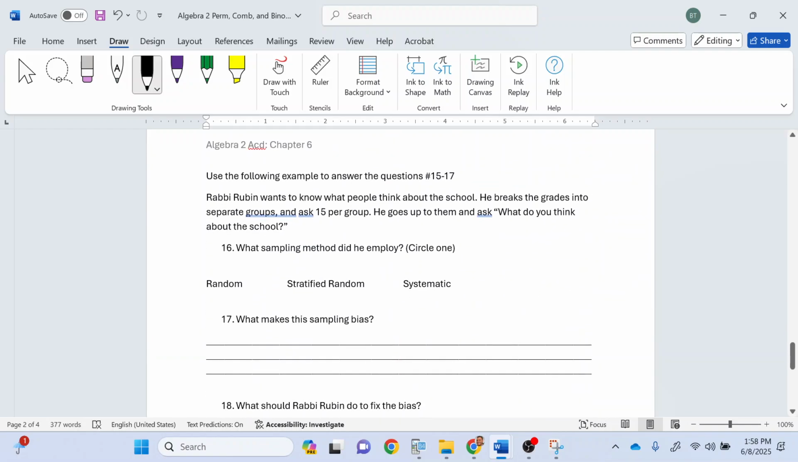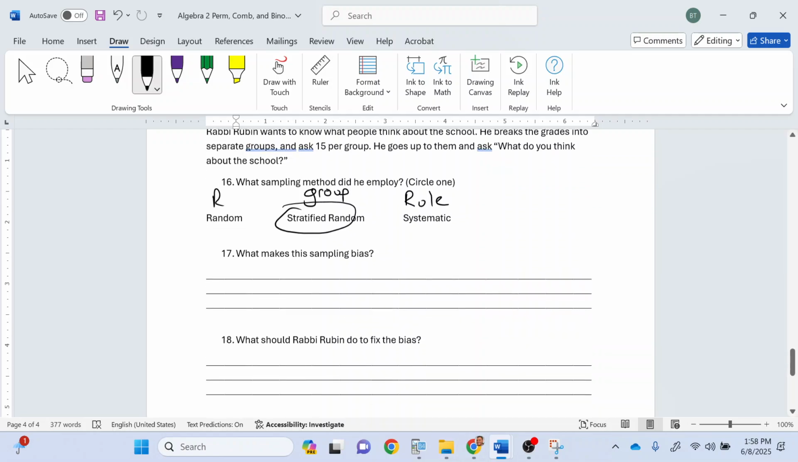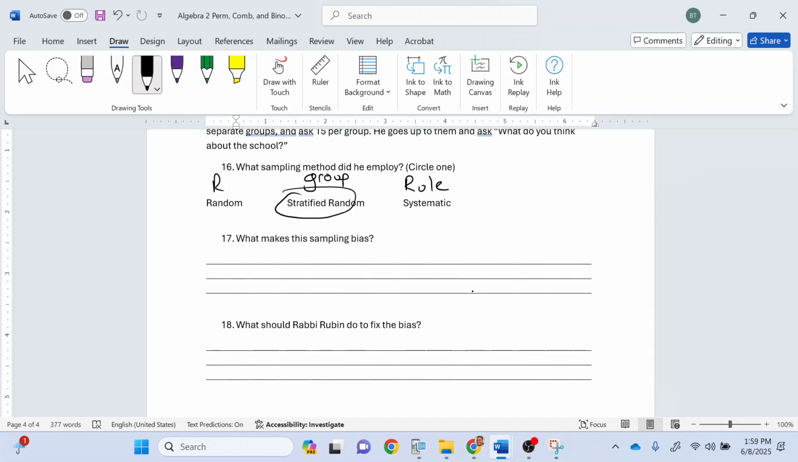Next one. Rabbi Rubin wants to know what people think about the school. He breaks them into groups and asks 15 people per group. He asks them, what do you think about the school? What's the sampling method? Stratified. Stratified is grouping. Random is just random. If you don't know what the word random is, you have bigger problems in life. And systematic means there's some kind of rule involved. I pick every third person, every second person with a last name that starts with T. There's some rule. What makes this sampling biased?